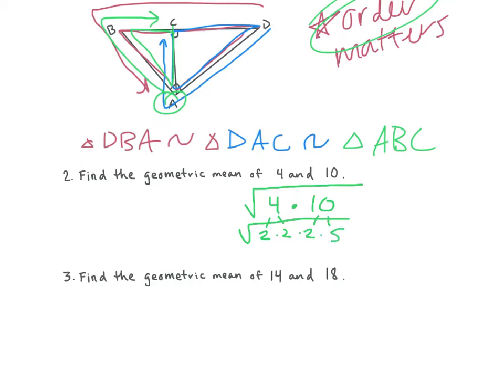Do we have any pairs? Yes. What do we do with our pair? Put it on the outside. So we have 2 square root. What are we left with on the inside? 2 times 5, which is 10.